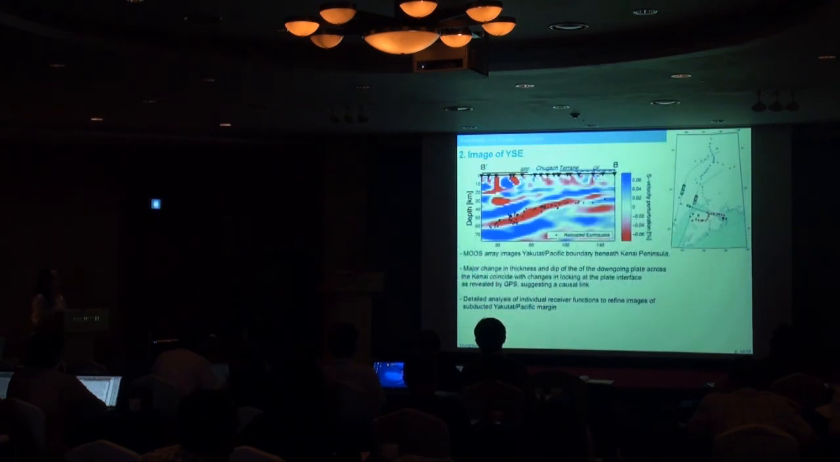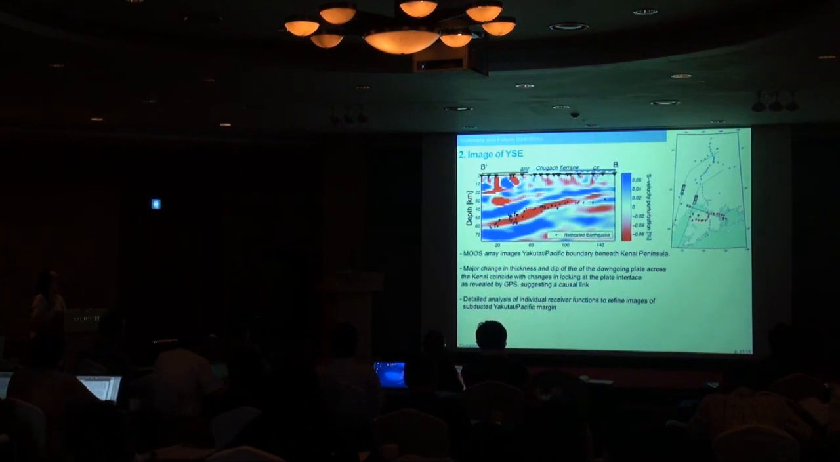Another finding was that, for the first time, we were able to image this western edge. Obviously, the seismic signals are quite noisy because of the Cook Inlet basin, but I hope we could do more analysis on the receiver function. I would like to model the receiver function to further enhance the image of this Yucatan Pacific margin. Thank you.